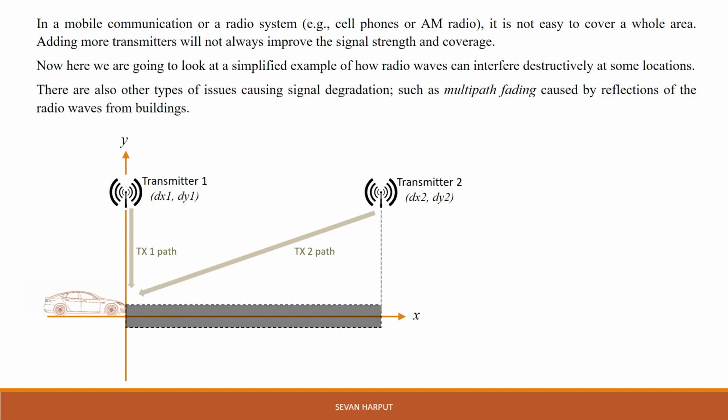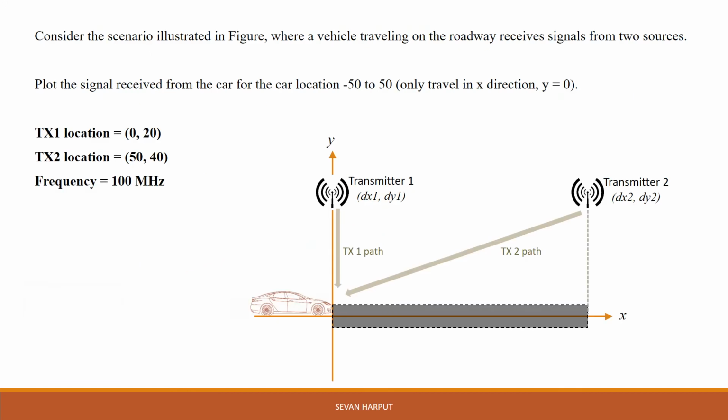There are other types of issues causing signal degradation, such as multipath fading as well. From only one transmitter, you can also observe this effect of destructive interference, because the signal is, for example, in an urban environment, reflected from large buildings, and then it can interfere destructively at a given position. So this is a simple example.